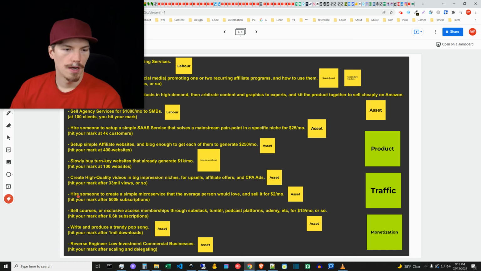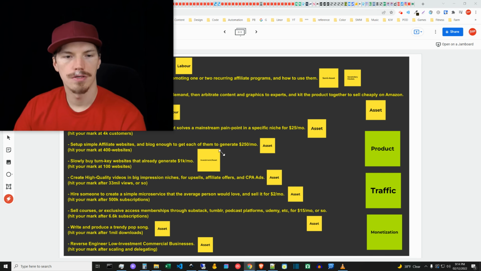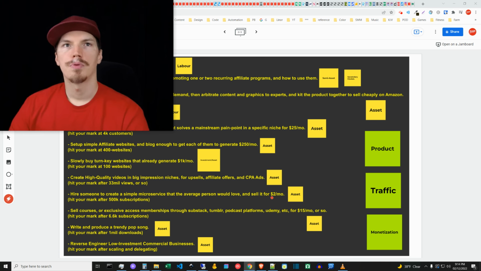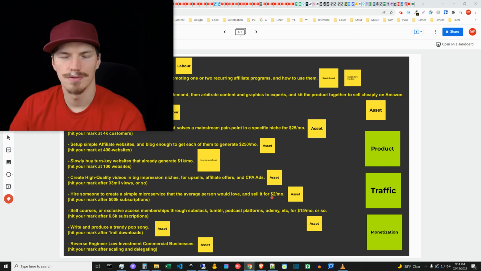So next point, hire someone to create a simple microservice that the average person would love and sell it for $2 a month. So that's kind of similar to the SaaS concept, except here, what I was thinking about was just something as no-brainer as possible. I saw a guy talk in a video about how he launched a service that sent people job interview questions. And I think he said he charged $5 a month, or it was somewhere between $2 and $7 a month. It's like a low subscription to this mailing list. He probably used something like Substack to do that.